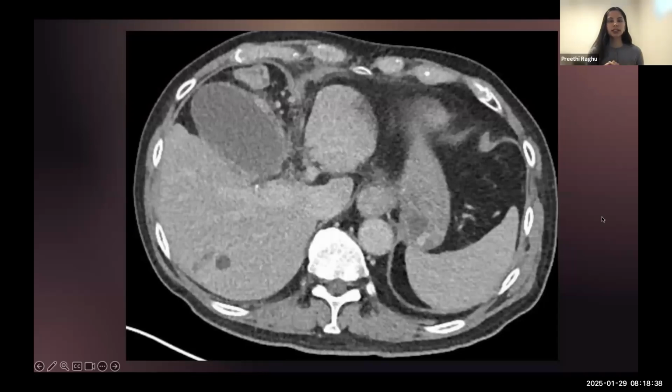Okay, so we talked about dilated ducts. I'm going to touch a little bit on dilated gallbladder. So this is a patient who had a very distended gallbladder and also had a little bit of gallbladder wall thickening and some pericholecystic stranding, and had a good clinical picture for acute chole as well.